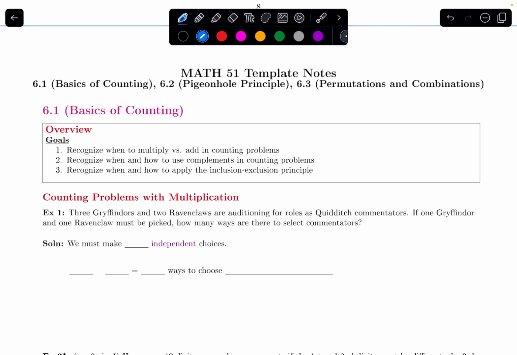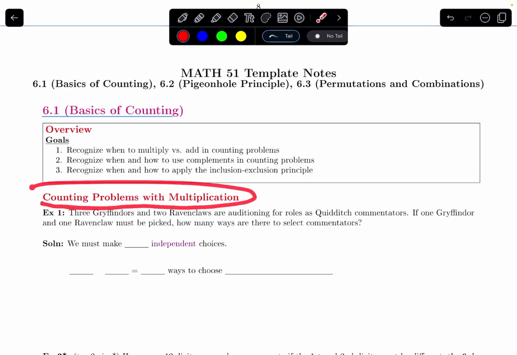In this video, we are starting section 6.1 on the basics of counting. So our goals are to recognize when we multiply versus when we add in counting problems, when and how we use complements in counting problems, and then when and how we apply something called the inclusion-exclusion principle. So in this video, we will talk about counting problems that involve multiplication.